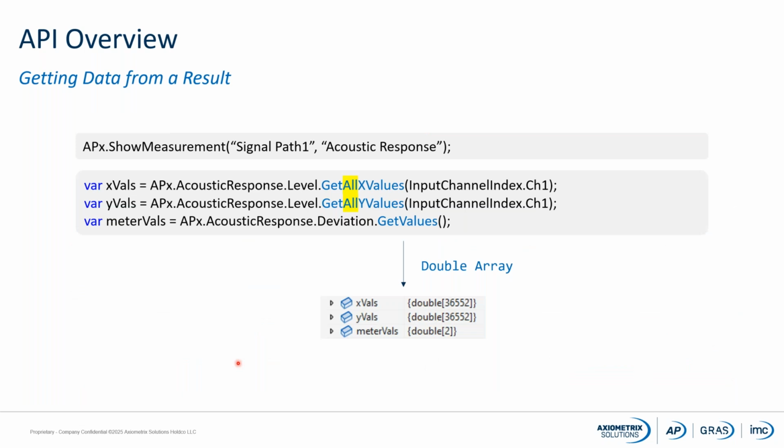So if you want to get data directly from a measurement, in other words, not through running a sequence, but directly through the measurement APIs, first of all, you need to make sure you show that measurement, as we discussed. But then afterward, if you want to get all of the data values, you can use these get all XY values APIs, and also for meters, get values. And what this will do is return a double array containing all of the information, all of the data points on the graph.